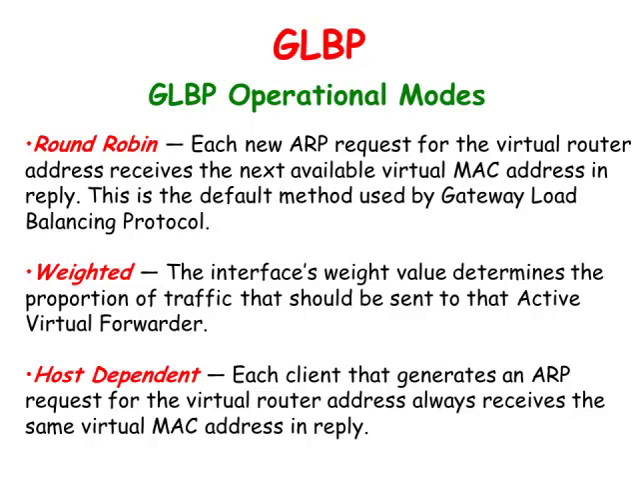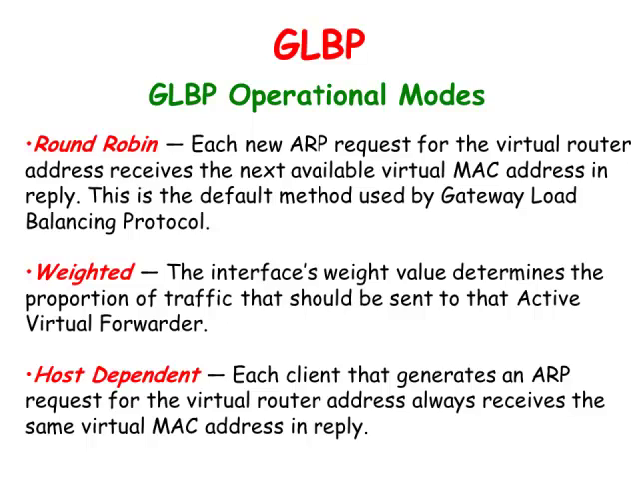The weighted mode means that the Gateway Load Balancing Protocol group interface weighting value determines the proportion of traffic that should be sent to the active virtual forwarder. A higher weight results in more frequent ARP replies containing the virtual MAC address of that router. If interface tracking is not configured, the maximum weighted value configured is used to set the relative proportion among active virtual forwarders.